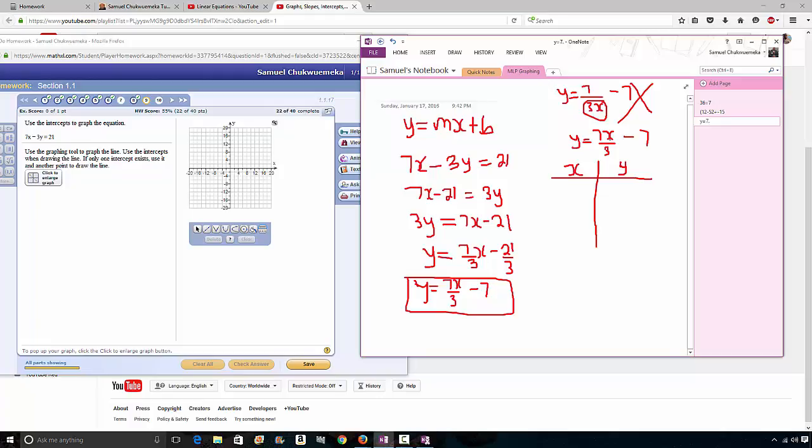So you want to, of course, when x is 0, okay, what is your y? Let me draw 2 lines here to show my work. So when x is 0, you'll see that your y will be 7/3 times 0 minus 7. And that will give you what? 0 minus 7. And that is what? -7. Okay? So you have -7 here.